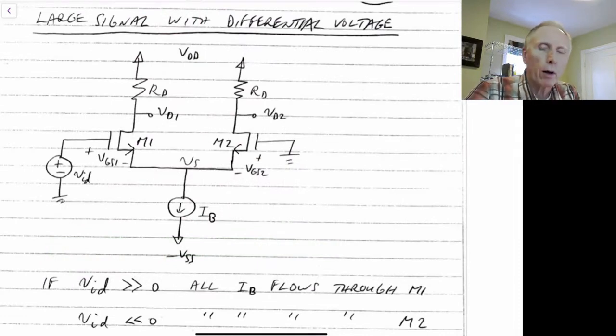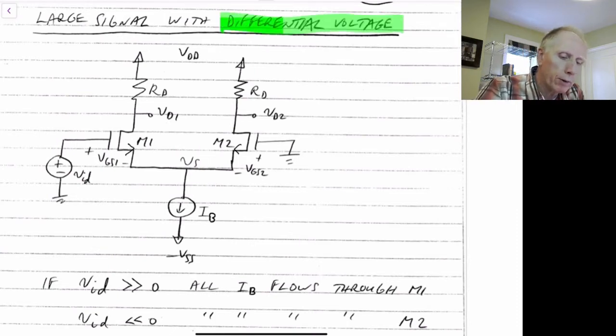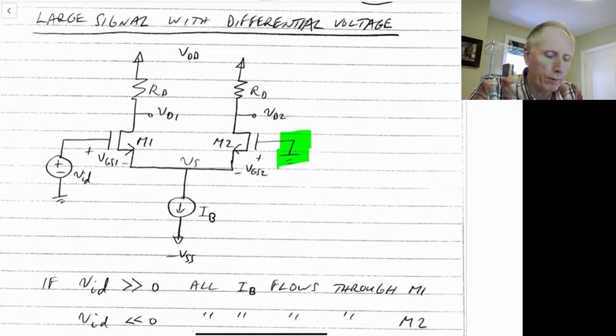Next, we'd like to look at the large signal operation for this differential amplifier when we have a differential voltage as our input, as opposed to a common mode voltage as the input. So in this case now, we'll ground one terminal. We'll set VG2 equal to ground, and we'll apply V sub ID to VG1.